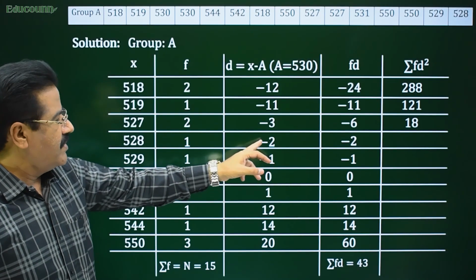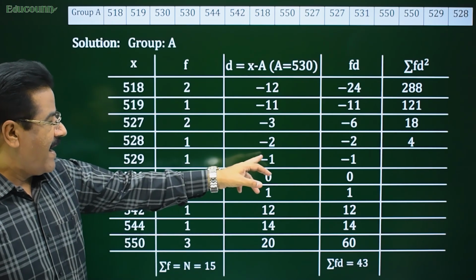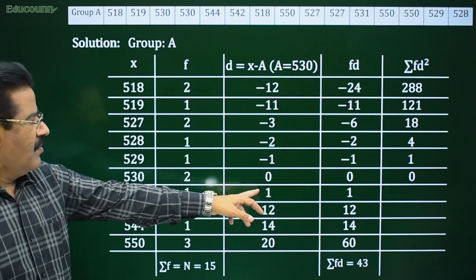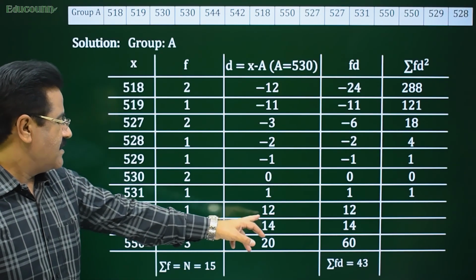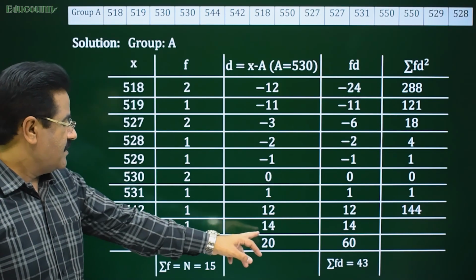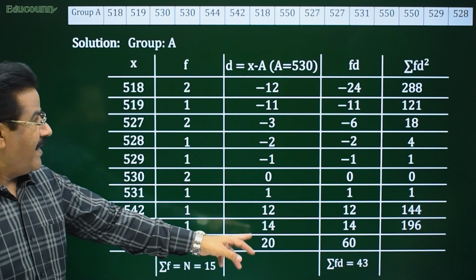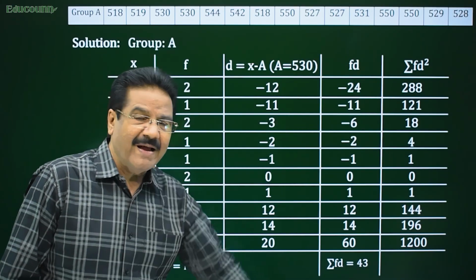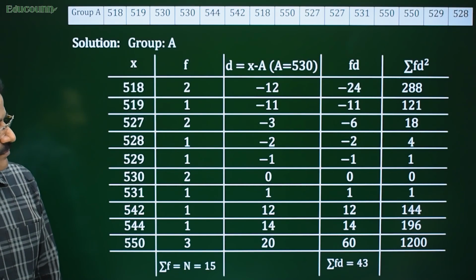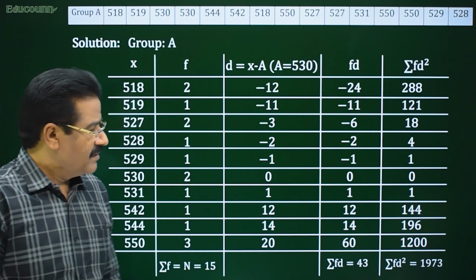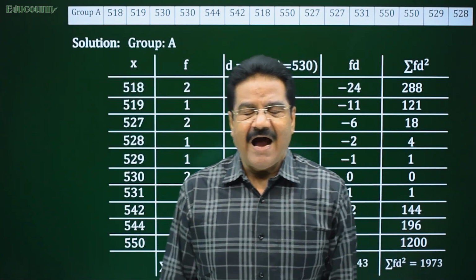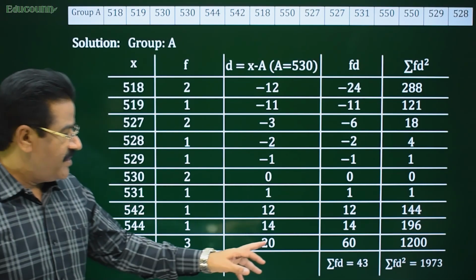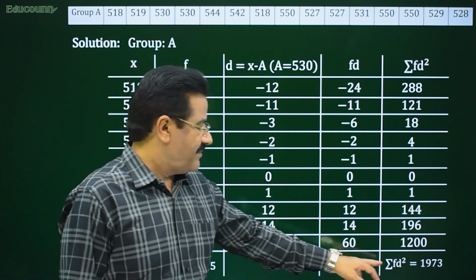Minus 2 square is 4. 4 into 1 is 4. Minus 1 square is 1. 1 into 1 is 1. 0 into anything is 0. 1 square into 1 is 1. 12 square into 1 is 144. 14 square into 1 is 196. 20 square is 400. 400 into 3 is 1200. In this manner, we have to prepare the table. Then let us do the addition. It is 1973.